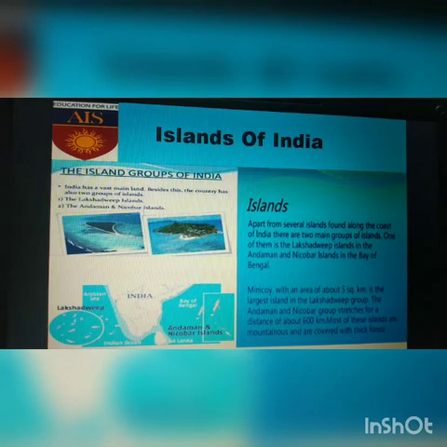Islands, what are they? Apart from several islands found all along the coast of India, there are two main groups of islands. One of them is the Lakshadweep Islands in the Arabian Sea, whereas the Andaman and Nicobar Islands are in the Bay of Bengal. Minicoy, with an area of 5 km, is the largest island in the Lakshadweep group. The Andaman and Nicobar group stretches for a distance of about 600 km. Most of these islands are mountainous and are covered with thick forest.